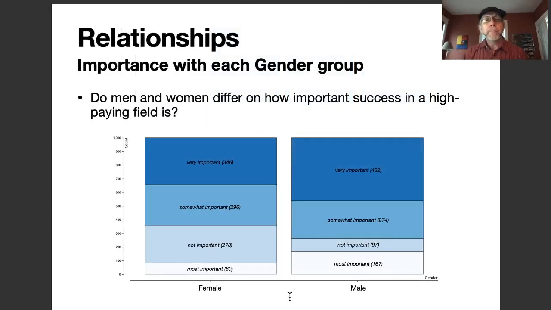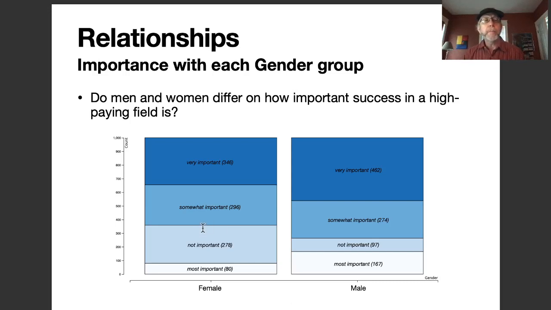Another thing we can do in multivariate data is look at relationships between the variables. For instance, is there a relationship between gender and importance? In other words, do men and women differ on how important success is in a high-paying field? And here I'm using what's called a segmented bar chart to visualize that relationship.